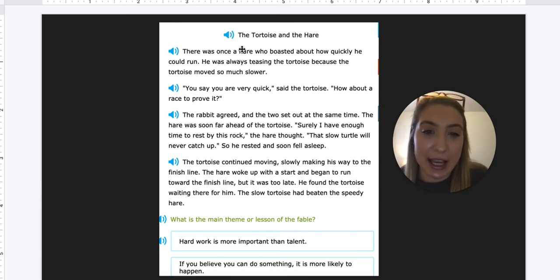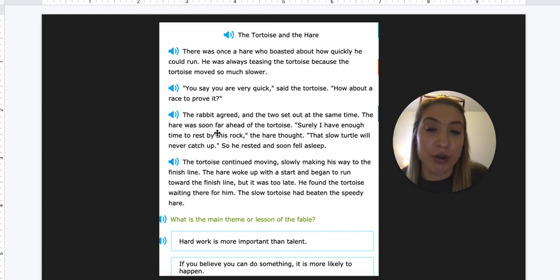There was once a hare who boasted, so bragged, about how quickly he could run. He was always teasing the tortoise because the tortoise moved so much slower. "You say you are very quick," said the tortoise. "How about a race to prove it?" The rabbit agreed, and the two set out at the same time.